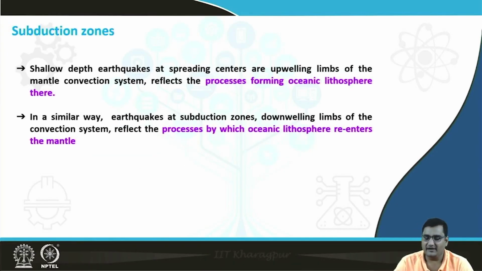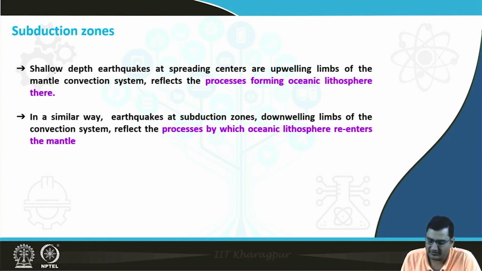Now let's start with the lecture today. We are going to discuss the subduction zones. As you know, we discussed the spreading center in the previous lecture, where the magma is bulging up and forming the new lithosphere. That is basically considered to be the upwelling limb of the mantle convection system, and that reflects the processes forming the oceanic lithosphere there.